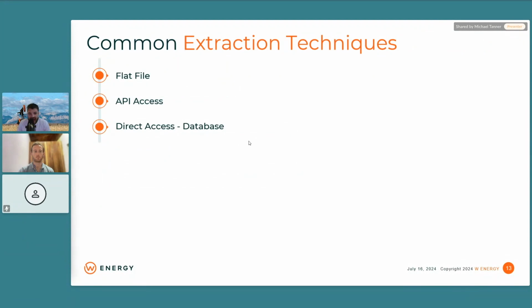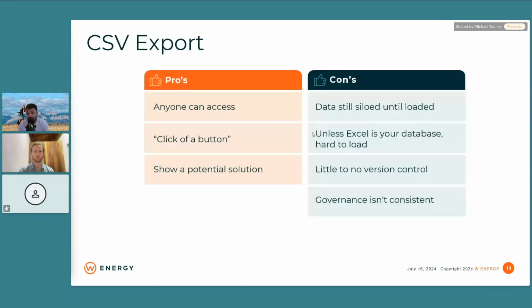Cool. So as I mentioned, some of those common extraction techniques, you've got flat file, you've got API access, and you've got what we kind of call direct access, which is basically access to the underlying database. All of them have pros and cons. We'll start with the easiest one people come across, which is a CSV export. There are some pros to a CSV export. I ain't opposed to a good CSV export.